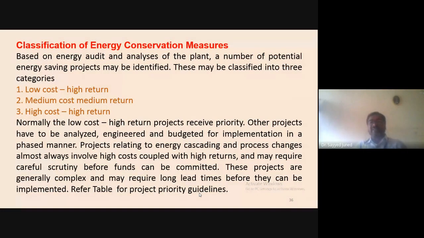The classification of energy conservation measures. There are three: low cost, medium cost, and high cost. What is meant by low cost or normal cost? It depends on the committee or structure of the institution, which decides low cost, medium cost, and high cost. Next one.